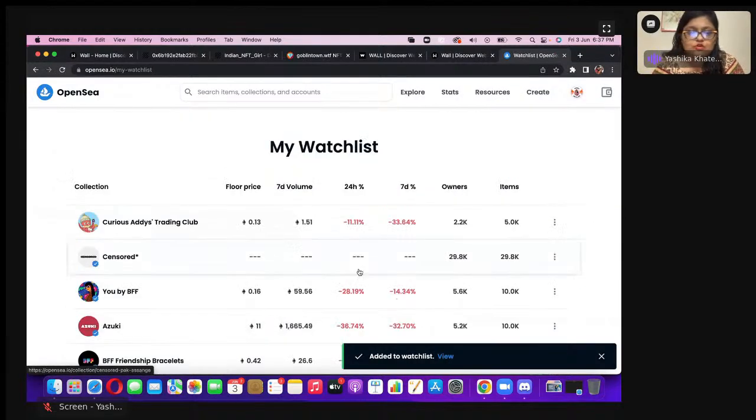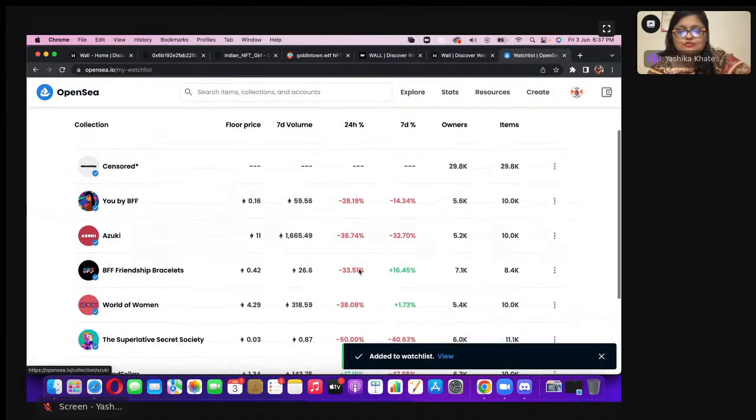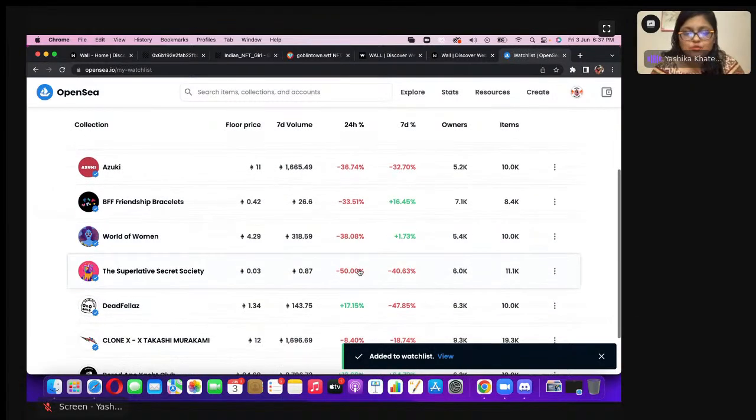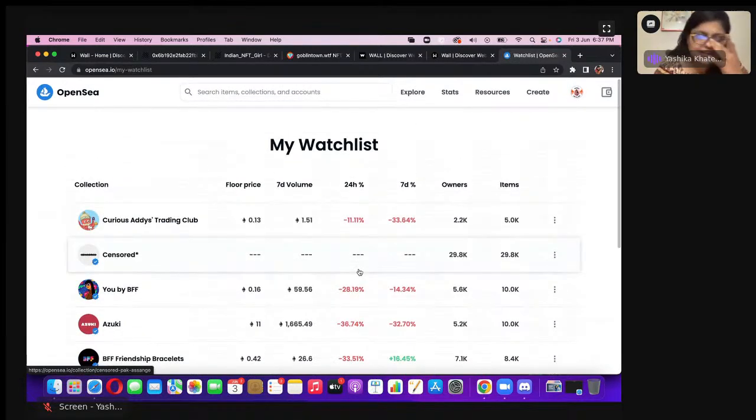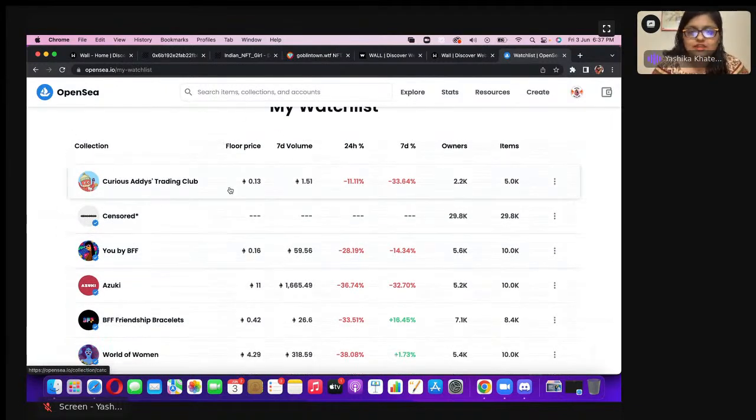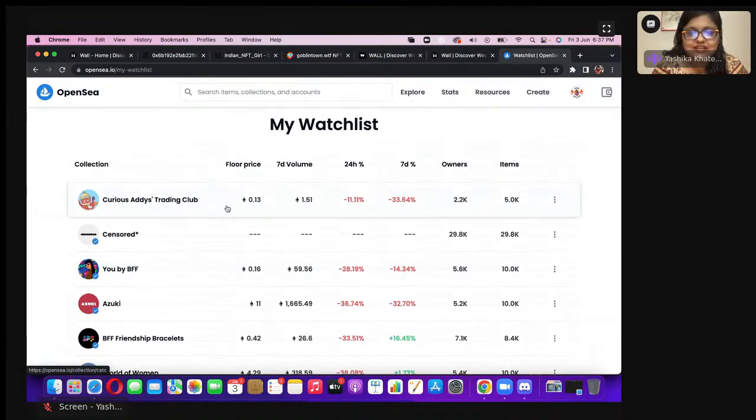So now if I view, these are some of the NFTs that I'm following. These are some of the NFTs I wanted to get into, and I have just kept all of them in watch list. So every day morning I don't have to literally open all of these separately. I can just come here and I can see, okay, in my watch list, Curious Addies Trading Club, the floor price had come down to 0.13.